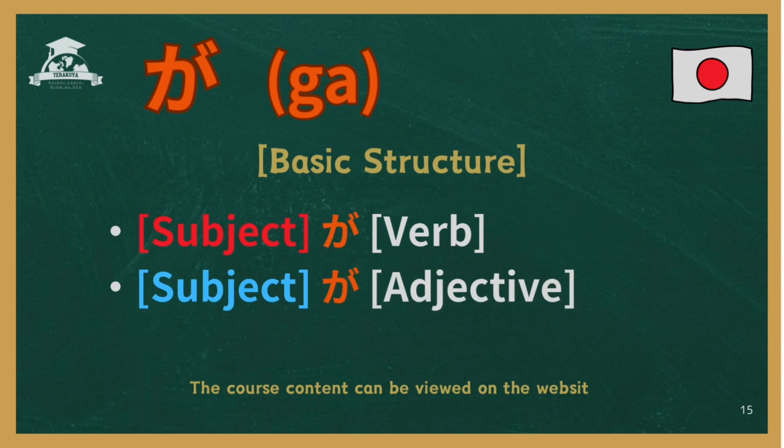It places after the subject noun, and it connects the subject to the action or state being described. Subject ga verb. Subject ga adjective. Let's look at example sentences.